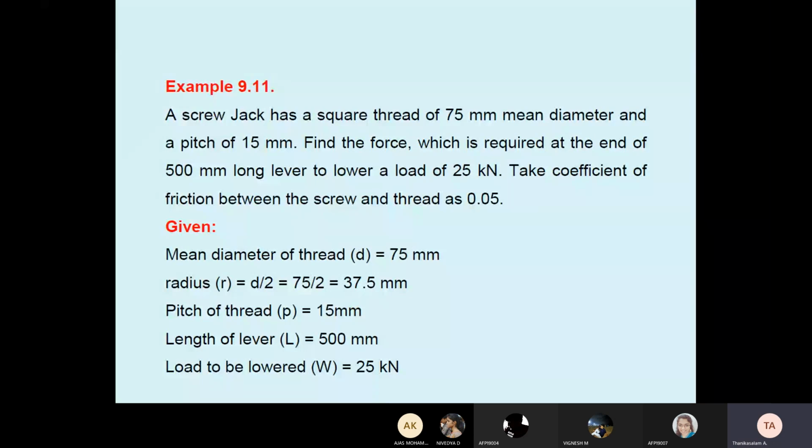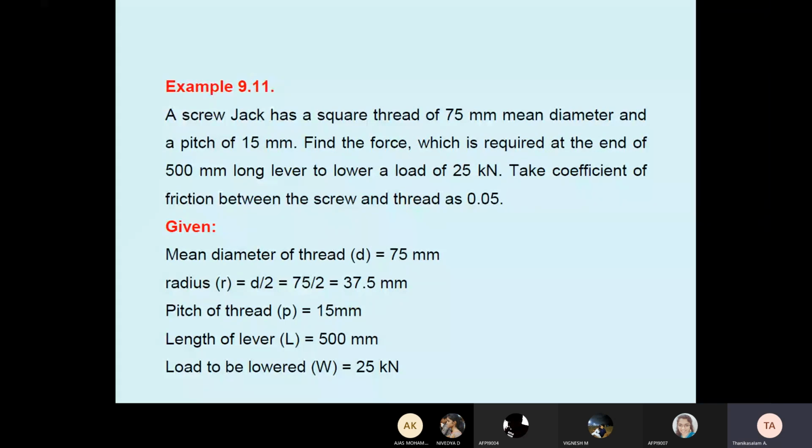Again read the question. Again read the question. A screw jack has out. Read it.